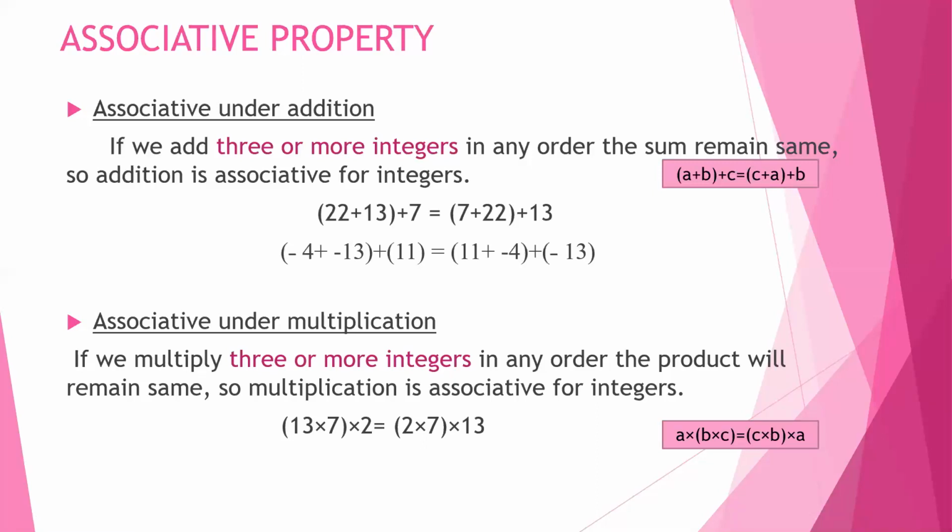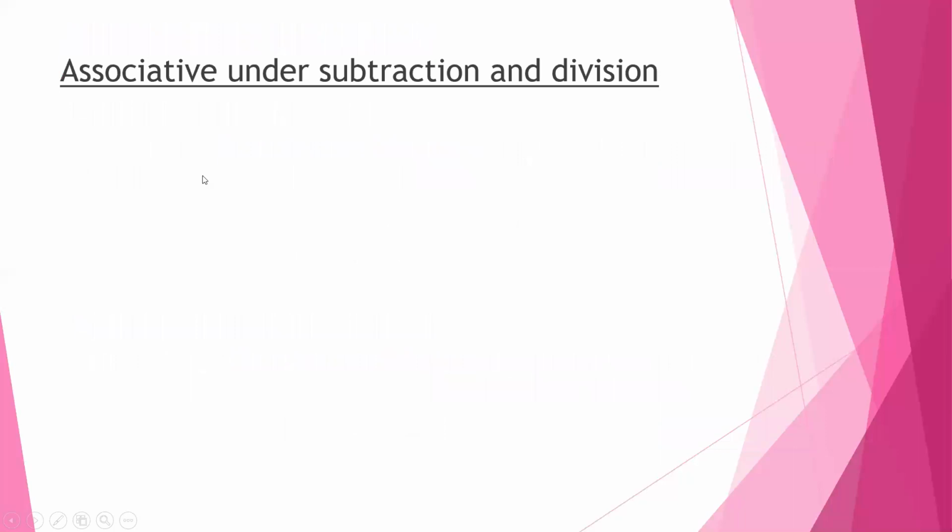So we can say, if I put a negative sign here and also a negative sign here, then also the answer will remain same. So it is true in all the cases, whether it is positive or negative. Then we can say multiplication is associative for integers. Now see the next example, associative. Now two cases remain, subtraction and division.